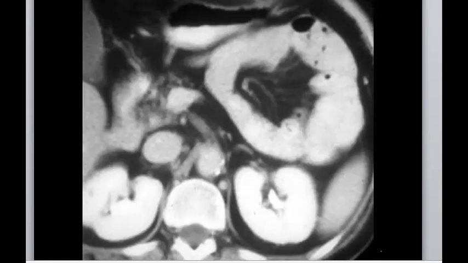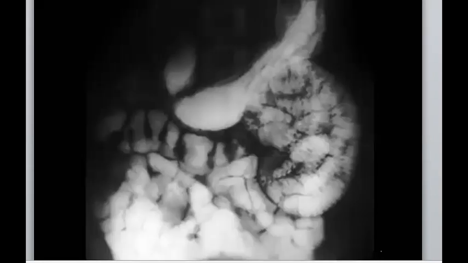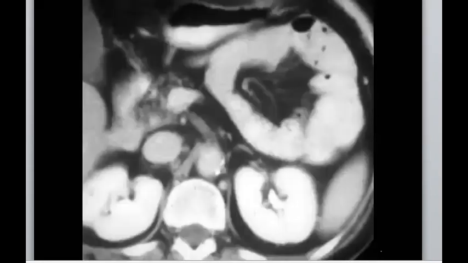So yeah, the location is very important. The left one extends in the fossa of Landzert, with jejunal loops in the left upper outer quadrant, like here. And the right one is behind the hepatic flexure.